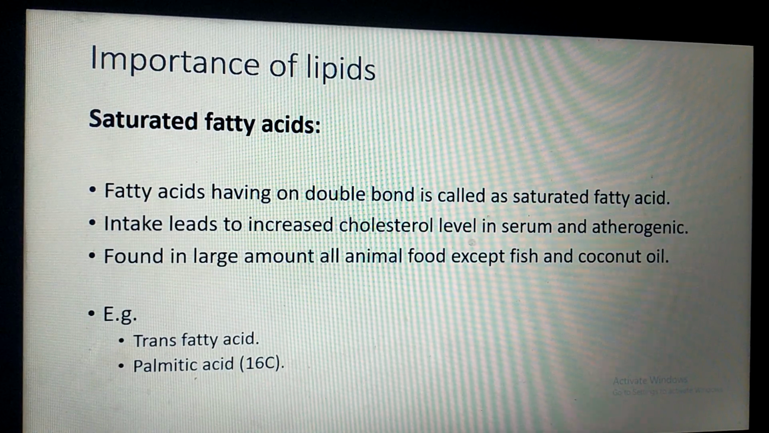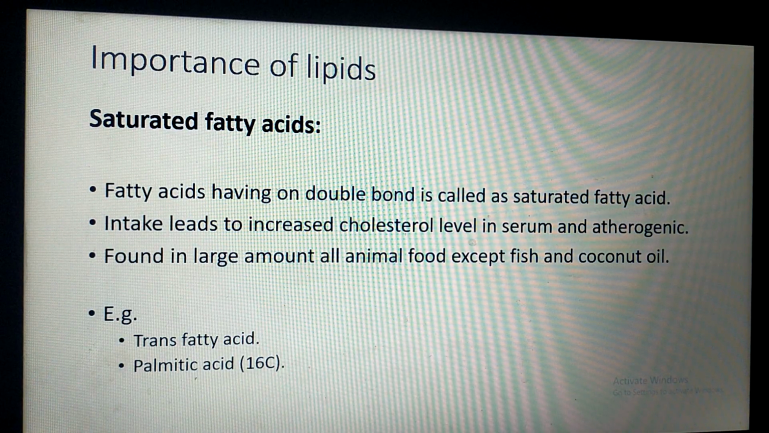Next is saturated fatty acid. Fatty acids which have no double bond are called saturated fatty acids. Intake of such fatty acid increases the cholesterol level and they are atherogenic. That means they increase the stickiness among the platelets. Therefore, platelets form a clot and at the same time they increase the cholesterol level. So both these factors help in the formation of atherosclerotic plaque, and hence they are called atherogenic.